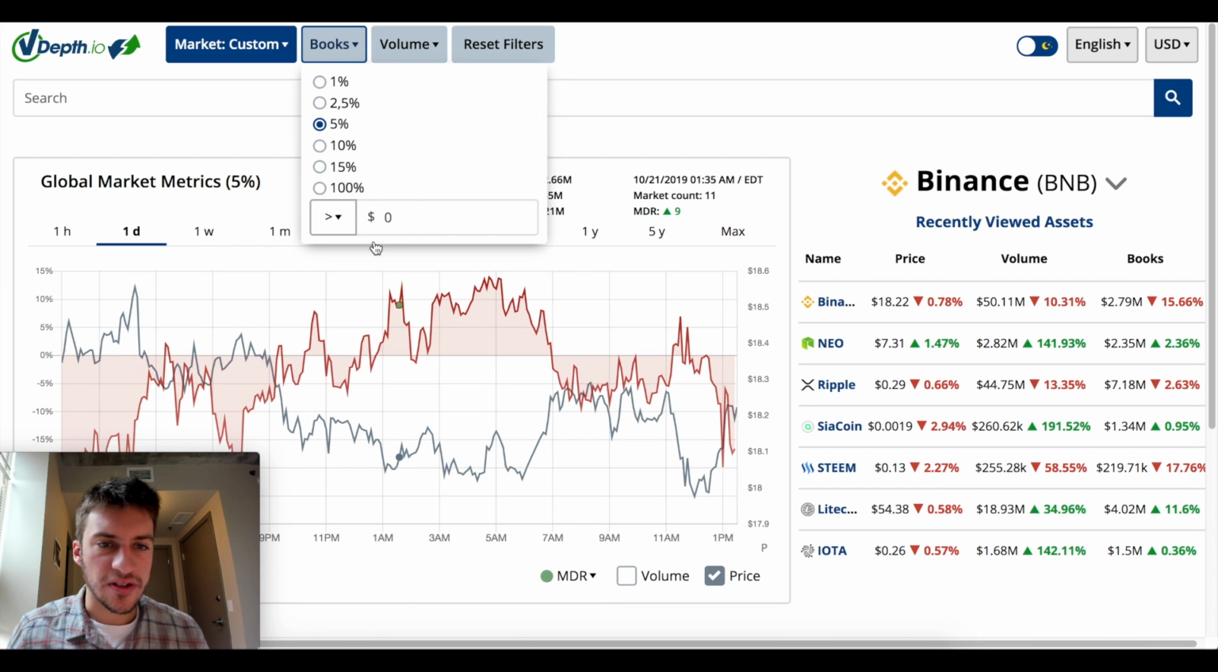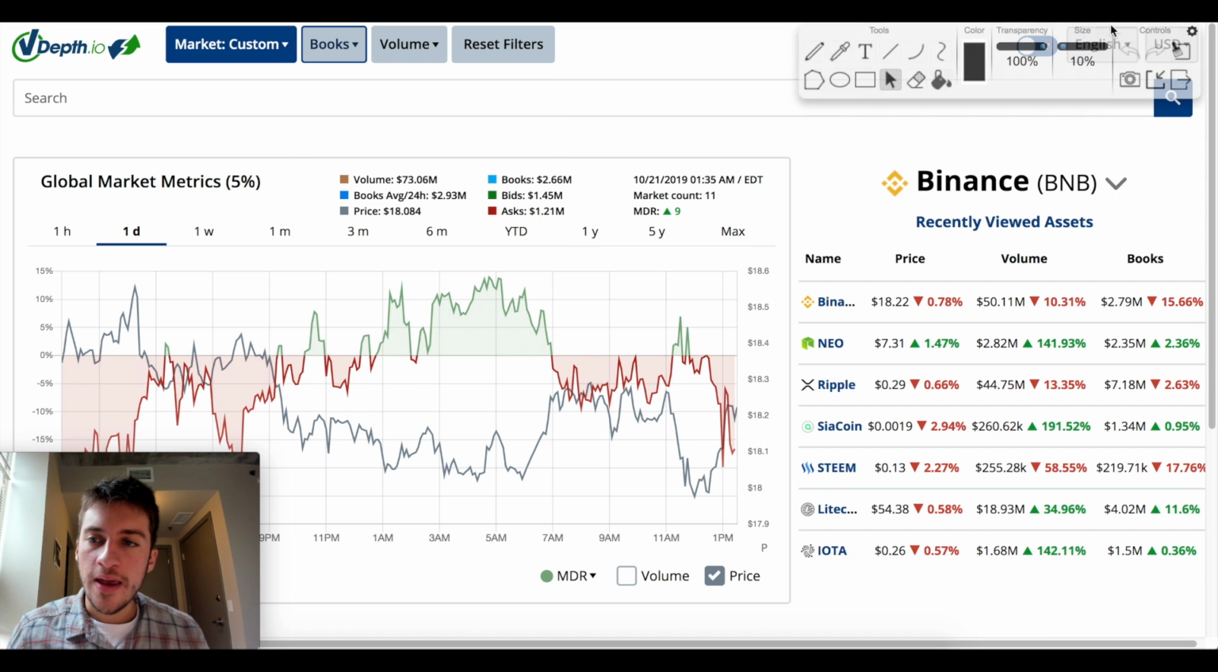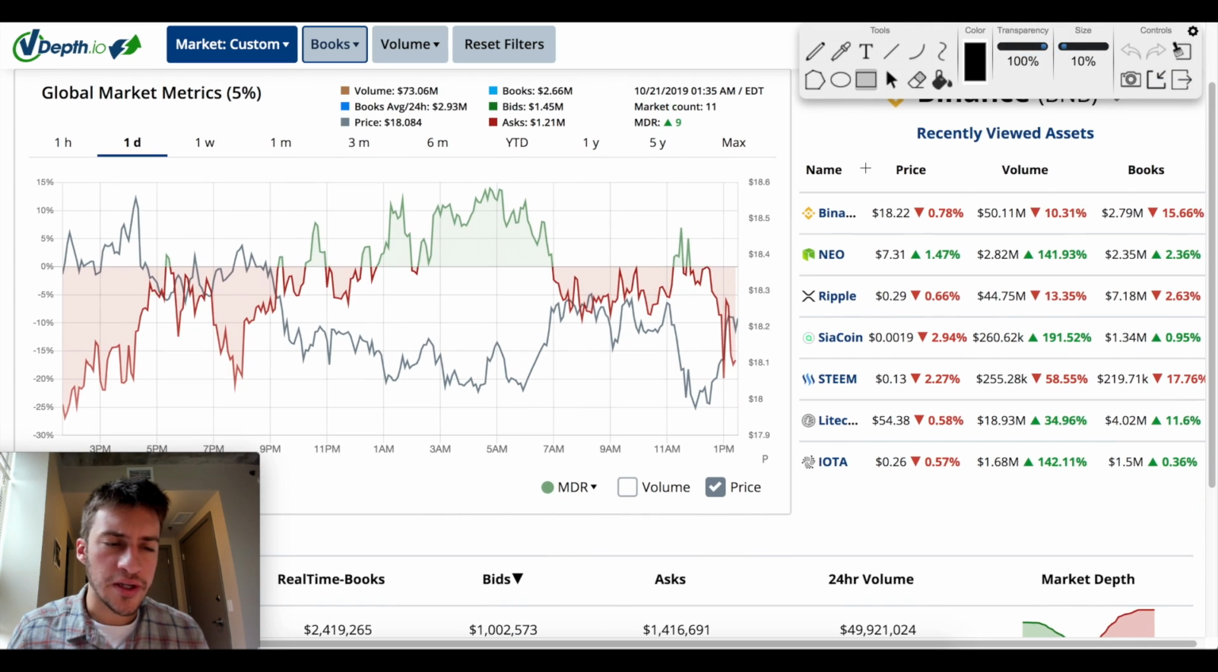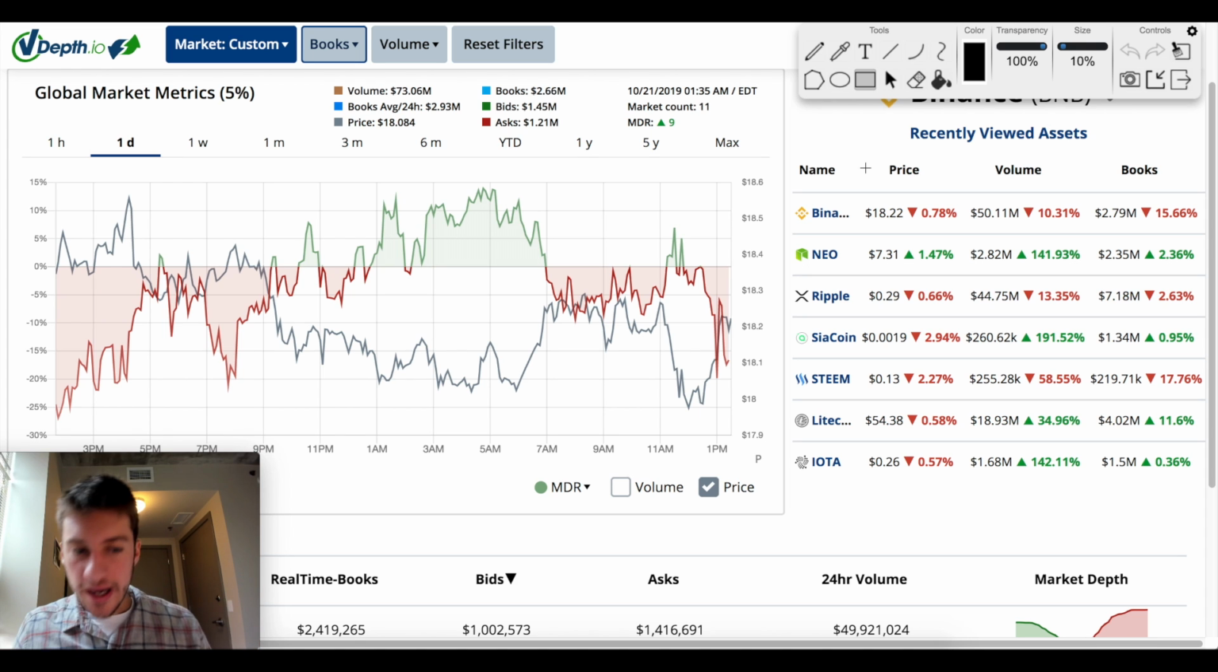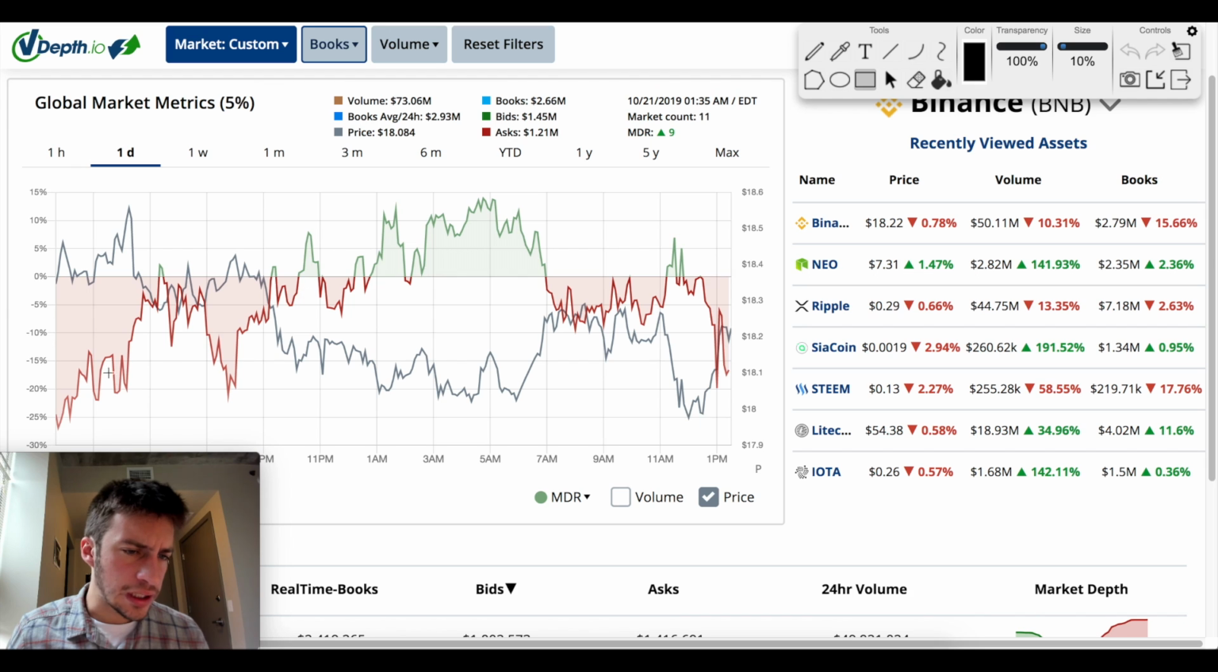Let me refresh it so it doesn't look kind of strange. Let's refresh it back to here. Perfect. Now, what do we see pattern-wise here? Negative MDR spikes, positive MDR spikes, prolonged bullish or negative order depth? What are we looking at here?